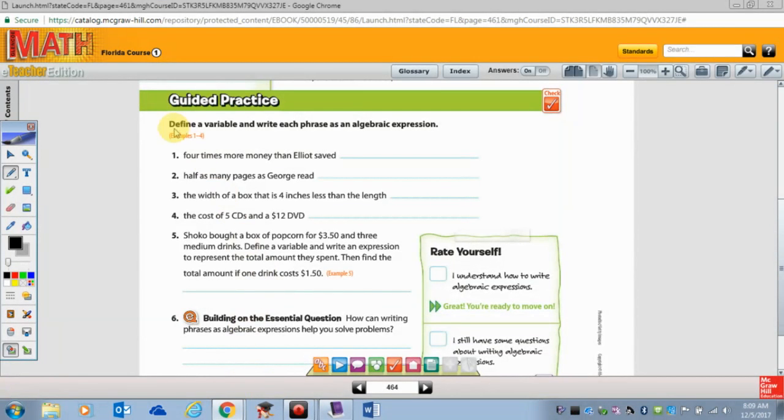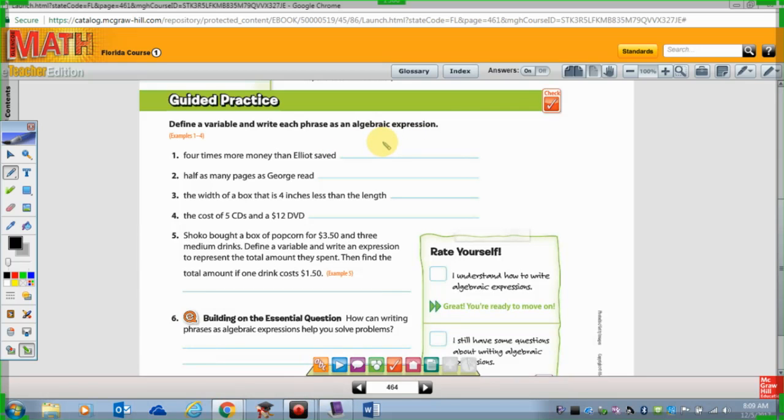So we'll come into the book here. It says 4 times more money than Elliot saved. So for that, 4 times more money than Elliot saved. 4 times sounds like 4 times. And then Elliot. So for Elliot, we'll just put E. So that would be all that we have for this problem. But instead of using the multiplication symbol, we'll just write it as 4E. That means the same exact thing.